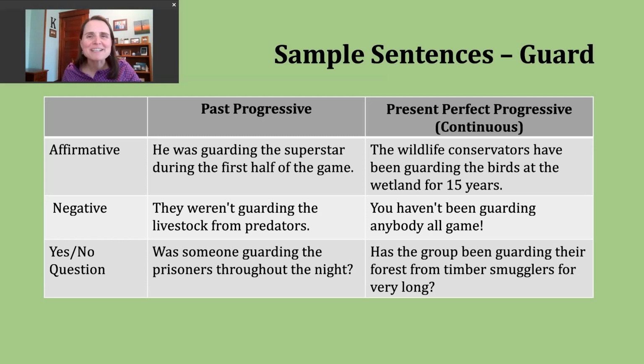So if our subject is I, he, she, or it, we'll use was, W-A-S. That's the first part of our verb, and then we use that ing form of the verb. But if our subject is you, we, or they, we're going to use were, W-E-R-E, and then the ing form of the verb. Let's take a look at an example sentence.